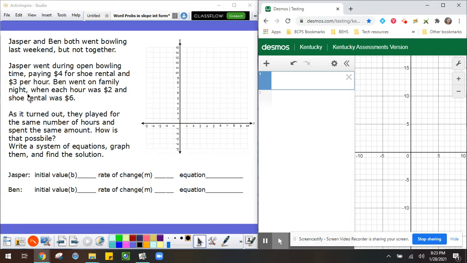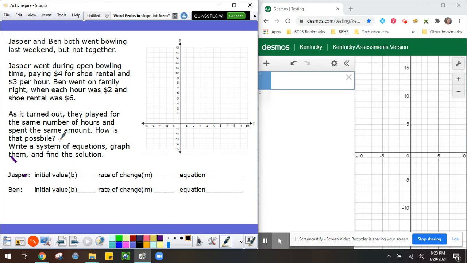Ben went on family night when each hour was $2 and shoe rental was $6. So they both had to rent shoes and they both had to pay per hour to bowl. As it turned out, they actually played the same number of hours and spent the same amount. How is that possible? Shoes were a different price, bowling was a different price per hour.